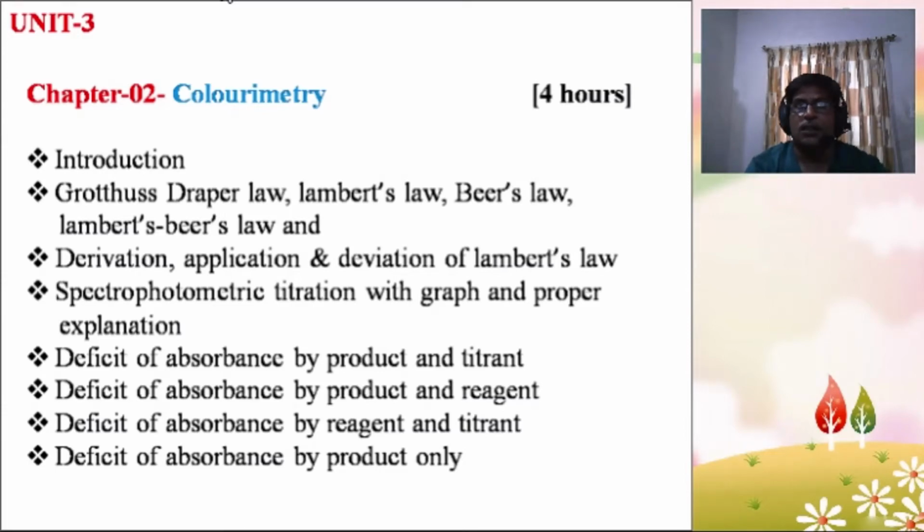Unit 3, Chapter 2, Colorimetry. The students are able to understand the introduction, Grotthus-Draper law, Lambert's law, Beer's law, Lambert-Beer's law, and deviation and application of Lambert's law, and spectrophotometric titration with graph and proper explanation: absorption by product and titrant, absorption by product and reagent and titrant, and absorption by product only.